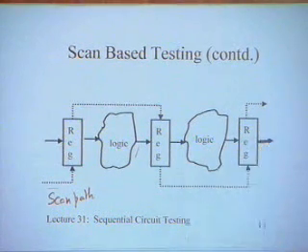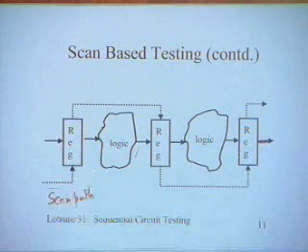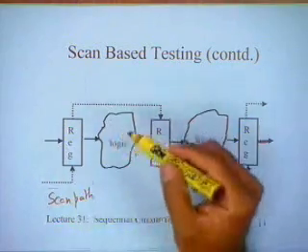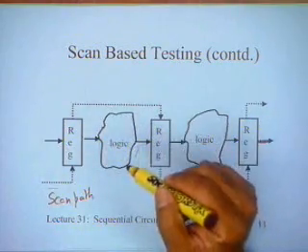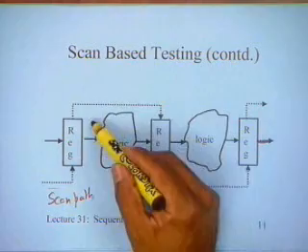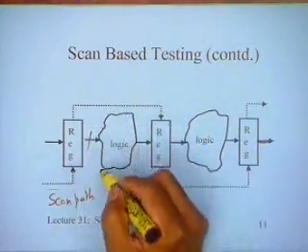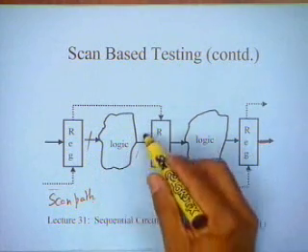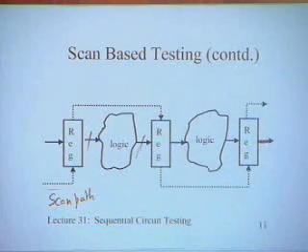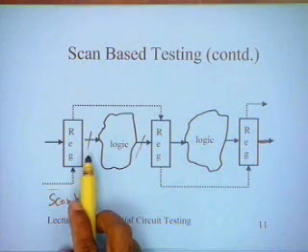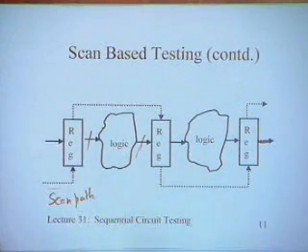So, I have a single serial shift register, and how do I use it? I want to test this logic. I just consider this to be purely combinational logic. I can generate the test vectors for this, and I know what results it should provide. So, let us say I have one test vector.